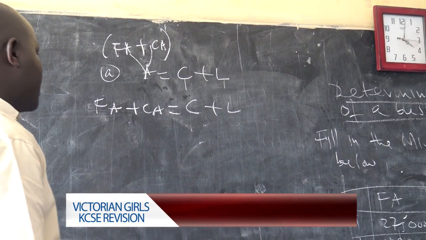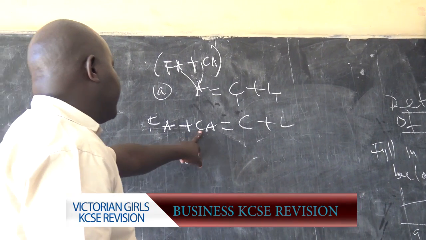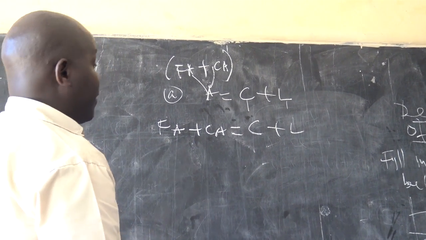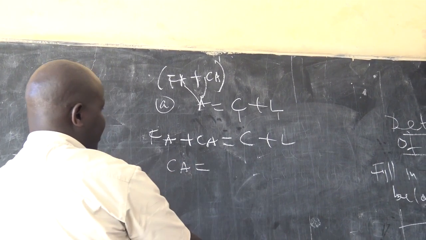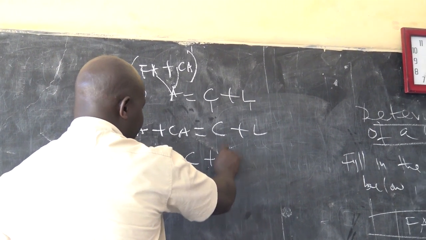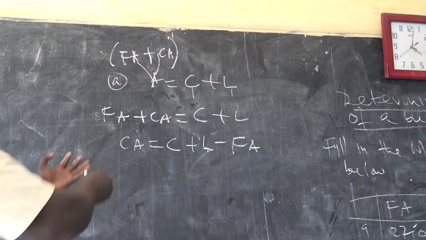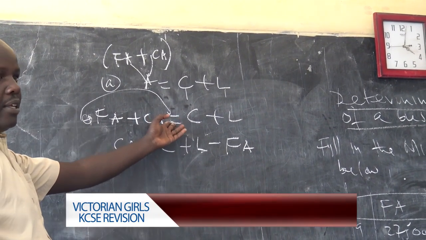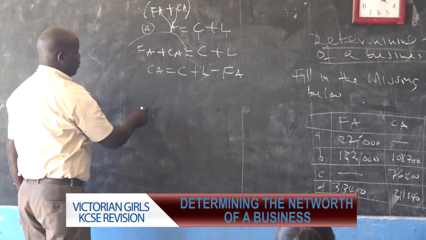Yes. Now, there are two ways of doing this. You can make current assets the subject of the equation. So you'll say current assets is equal to capital plus liabilities minus fixed assets. From your knowledge in mathematics, when this crosses the equal sign, it becomes a negative.